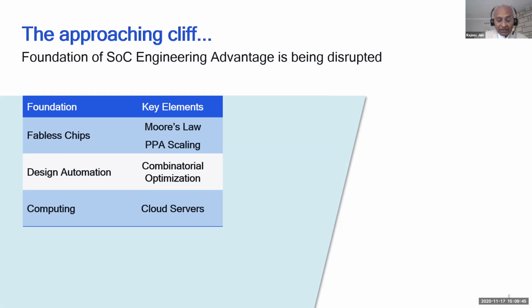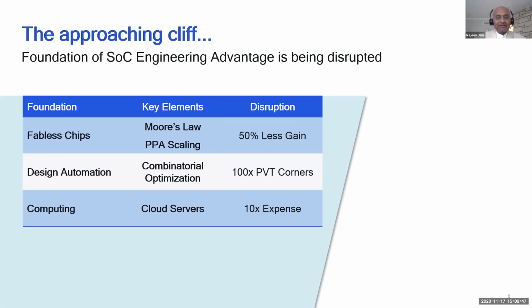So all this is very good, but the problem is that where we stand today, each of these three key elements is being disrupted in a significant way. Let's start with the PPA scaling. If we look back over the past couple of technology nodes and the coming nodes in the next few years, the scaling gain that we get in the reduction in power, improvement in performance, and reduction in area, the percentage gain, is shrinking. It is almost half of what it used to be and is going to get even less, which means the pressure on PPA improvements is going to increase.